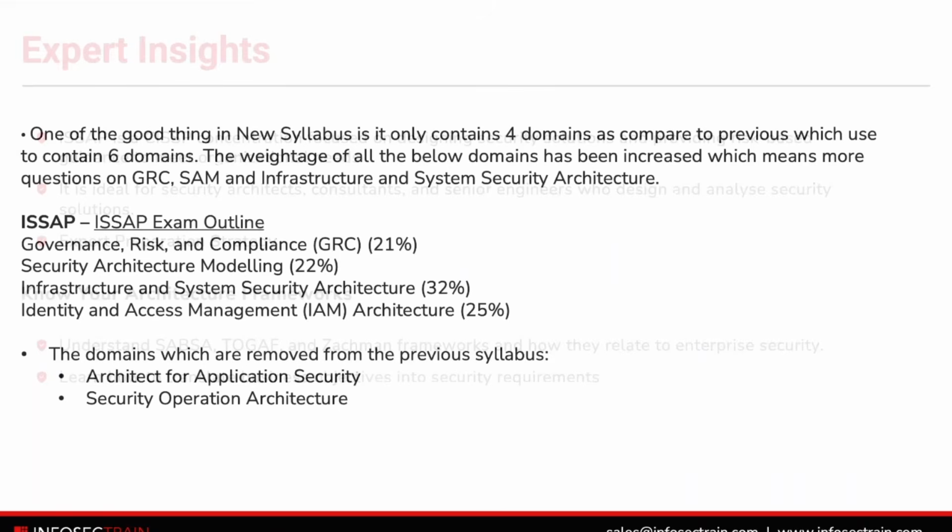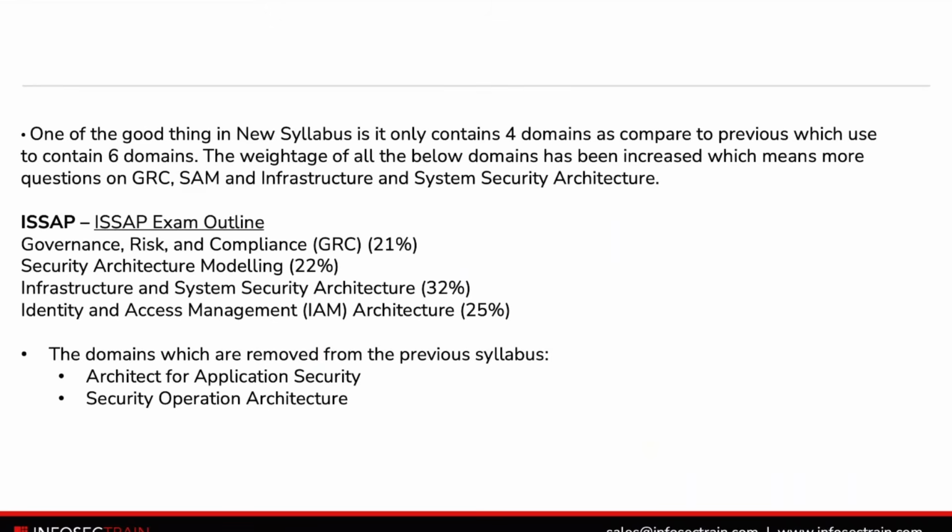Now, one of the good things about ISSAP is that the syllabus is going to change from August 1st, which means people who are planning to give the ISSAP exam still have 3 more weeks. You can attempt the examination on the old pattern till July 30th. From August 1st, the syllabus is going to be changed.